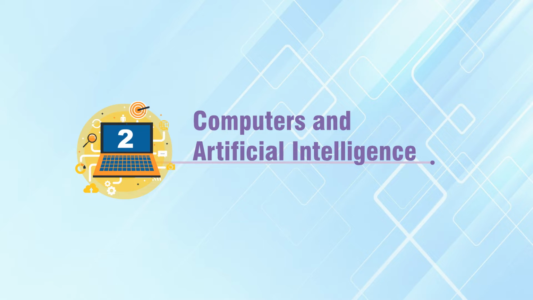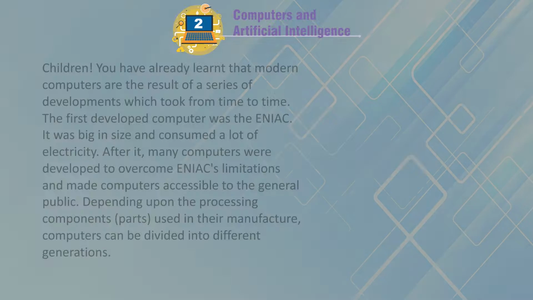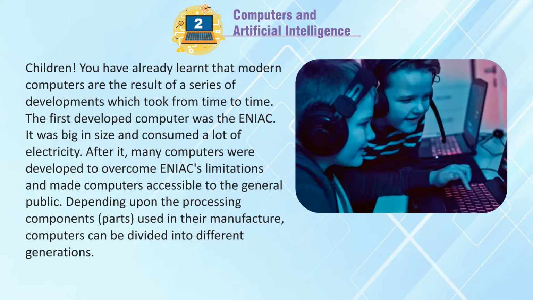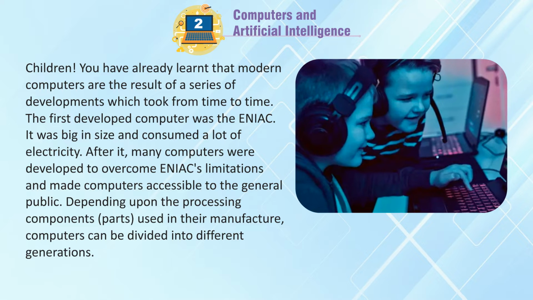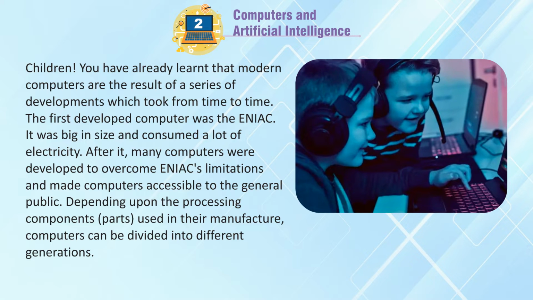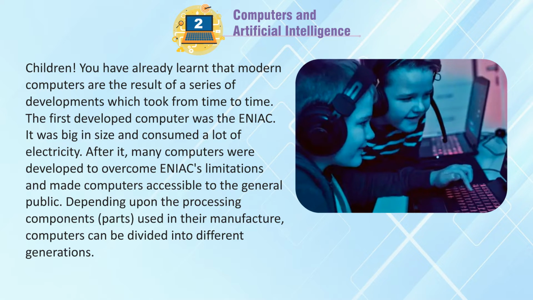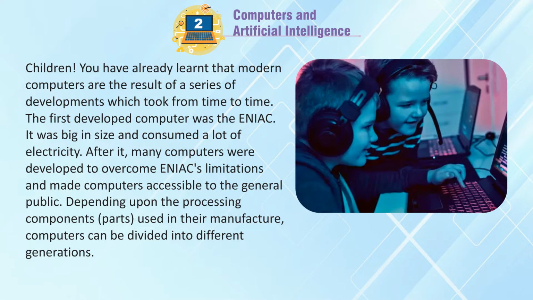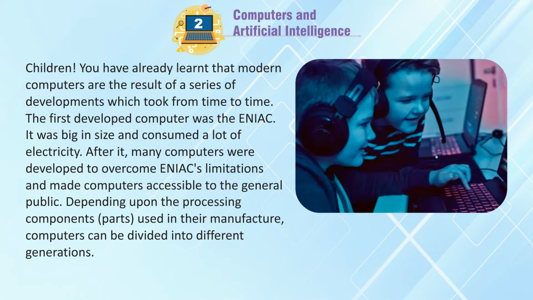Chapter 2: Computers and Artificial Intelligence. Children, you have already learned that modern computers are the result of a series of developments which took place from time to time. The first developed computer was the ENIAC. It was big in size and consumed a lot of electricity.